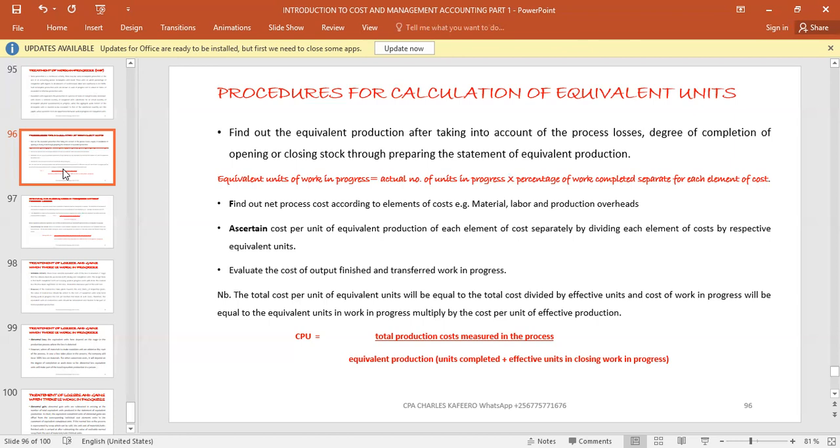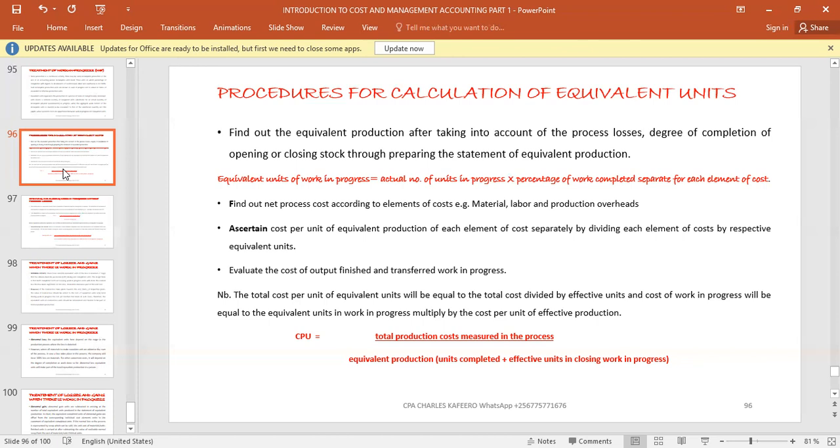Remember here we are saying that even that closing work in progress you are seeing is still in the system, but it's completed to a certain extent. It's not in its raw form, or it's not at the same stage as when they put it in the system. It's at a different stage of completion. That's why we are looking at what will be the effective units, what will be the completed units if you try to express the number of units that are within the closing work in progress.